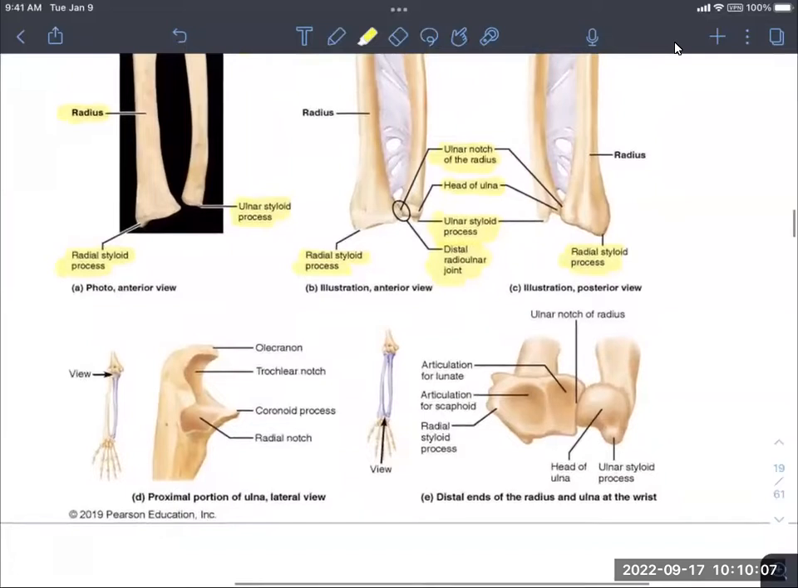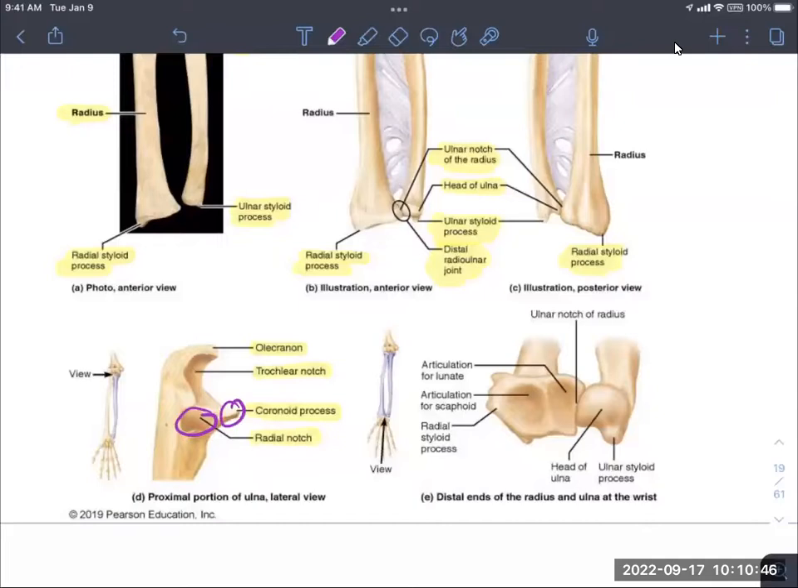So let's get a closer look. This is our ulna, in picture D here. You see that olecranon? The trochlear notch, that's what articulates with the trochlea of the humerus. The coronoid process is at the bottom, or distal part, of that hook at the top of the ulna. And then you see that radial notch. That radial notch is what articulates with the head of the radius.